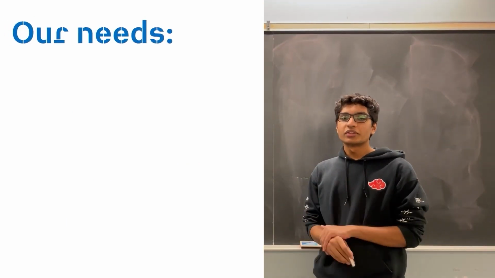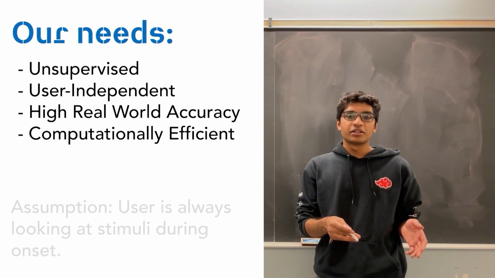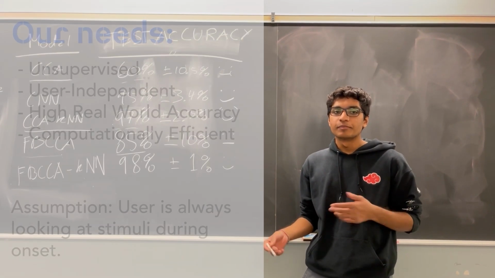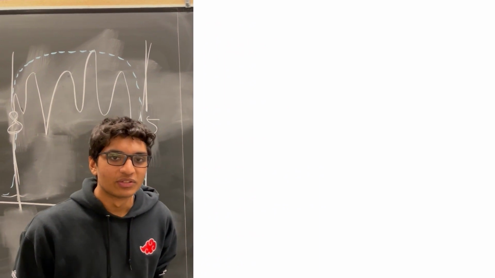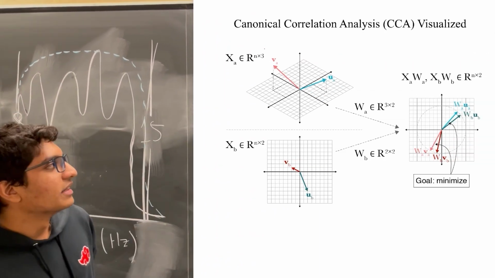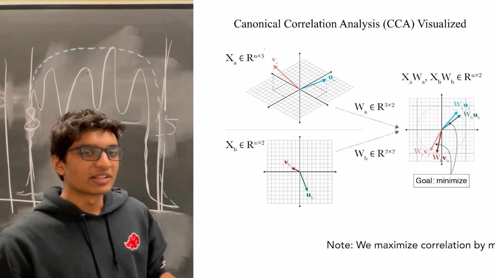In order for our system to be easily reproducible, we needed a technique that didn't require training, was computationally efficient, and could scale to multiple different people easily. One technique to do this is using CCA, or canonical correlation analysis. Simply put, it attempts to find maximum correlations between 2 sets of vectors.